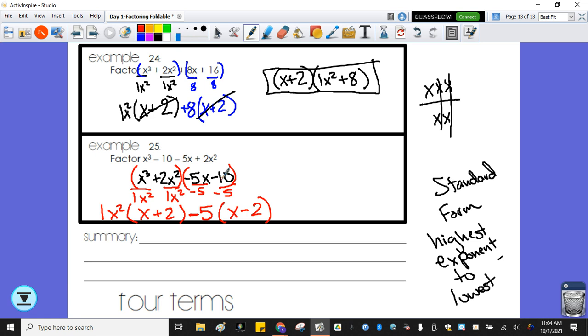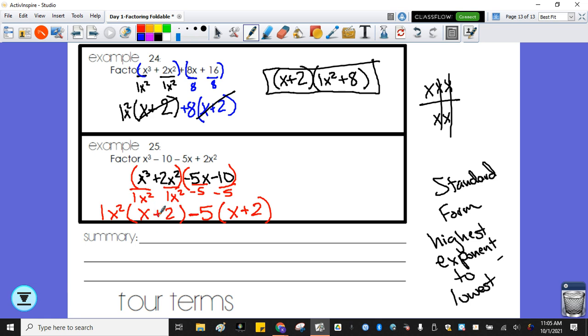Why didn't you take out a negative 5 anyway? Negative 10 and negative 5 is a positive 2. But why didn't you divide by negative 5 to start? Because usually when people think greatest common factor, they think positive numbers and not negative. Greatest is the biggest number. But if 10 was positive, you wouldn't take out the negative.